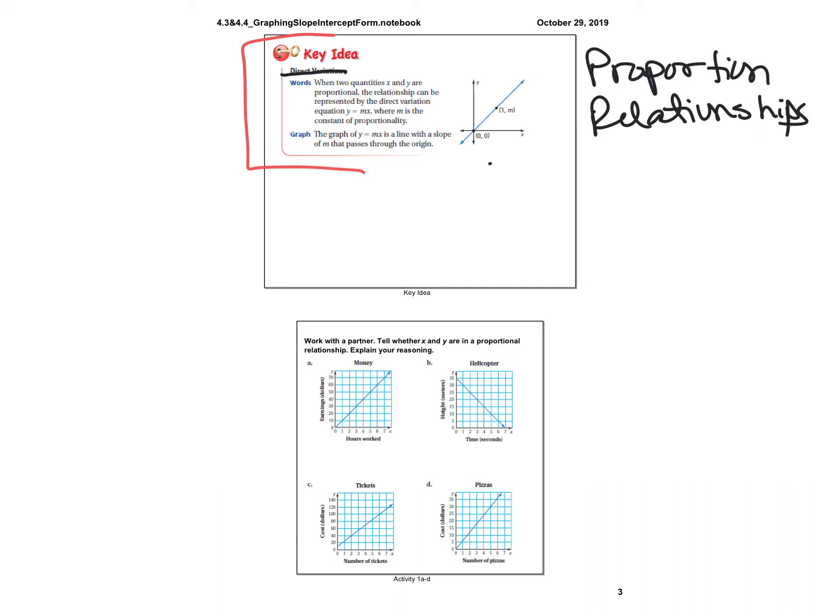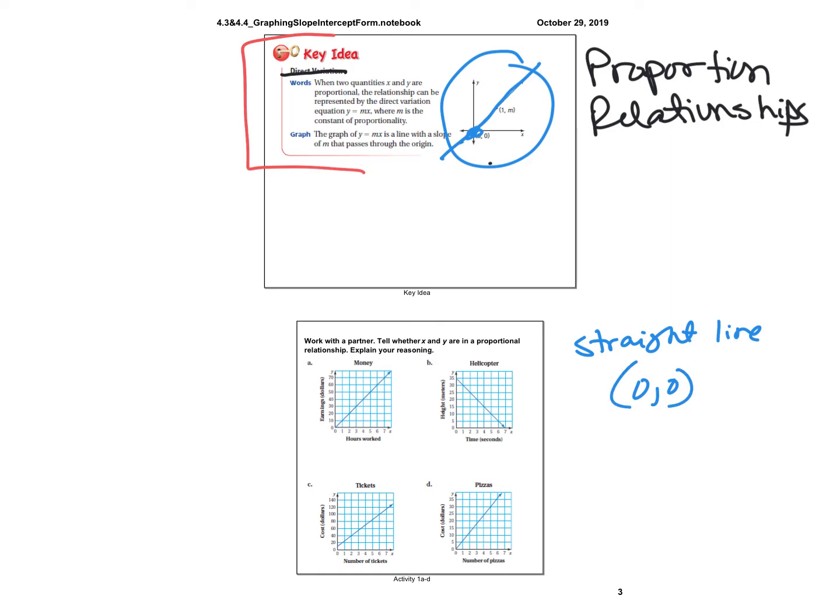And on a graph, it looks exactly like what this is. It's got to be a straight line, and it's got to cross through the origin, or 0, 0. So if we look down here, we're looking for a straight line, and we're looking for it to go through the origin at 0, 0. So letter A, is this proportional? Yes, because it's a straight line and it goes through the origin. Letter B does not go through the origin, so it's not. C is a no. D is a yes, it goes through the origin.